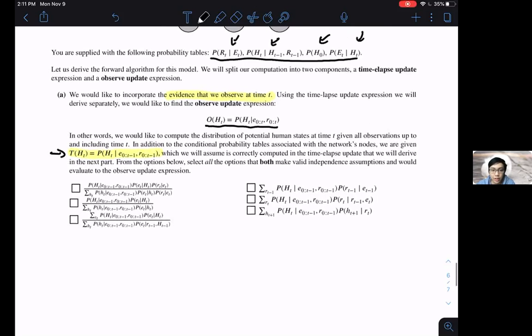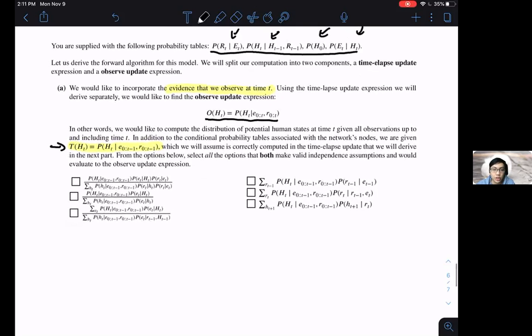So the question asks us, assuming that we've already calculated the correct time-elapse update, to figure out the options that make valid independence assumptions and would evaluate to the observation update expression. So really, we're just trying to use probability rules to find expressions that are equivalent to this one.